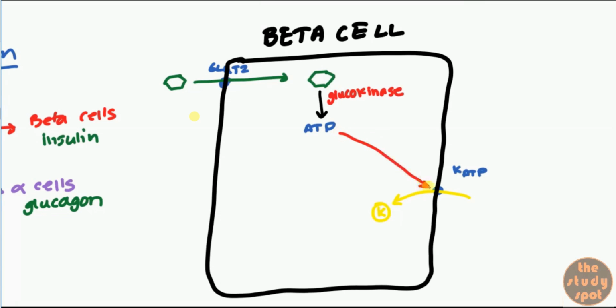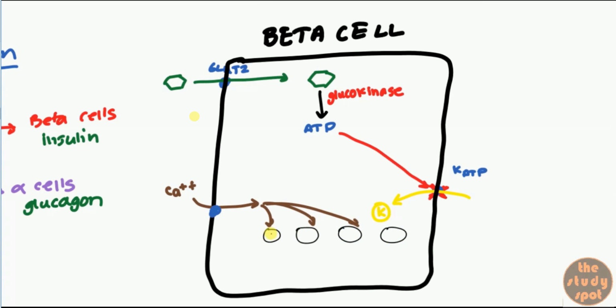This pump is going to be inhibited by ATP. So ATP is going to go and inhibit this pump. Once this pump becomes inhibited, this will lead to an influx of calcium. So calcium is going to go in via another pump, and then this calcium is going to act on many different vesicles that I've drawn here.